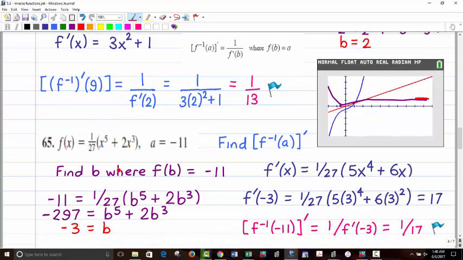All right, here's another function. Assume it's 1 to 1, it will be. We want to find the derivative of the inverse at negative 11, excuse me. Negative 11. So we are going to need the derivative of this original function. So whether you do it now or later, doesn't matter. It doesn't have to be done first. Because to find b, you don't need the derivative.